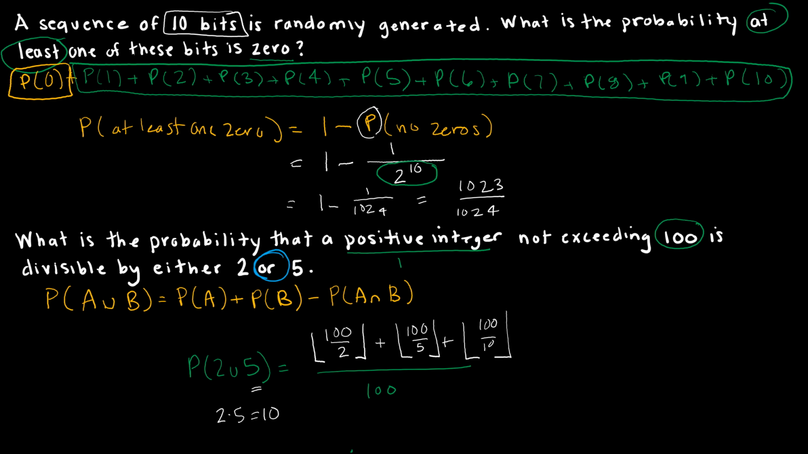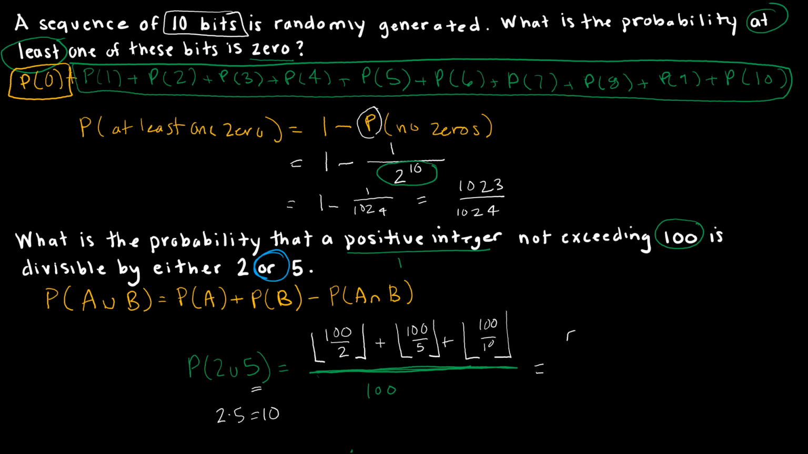Now, in this case, does it matter that I use the floor function? No, because 100 is in fact divisible by 2 and by 5 and by 10. But keep this little strategy in mind, because if I asked you for the probability that the positive integer is divisible by 3 or 7, those are not going to be whole number values, and that floor function would definitely come into play. But let's go ahead and continue with this.